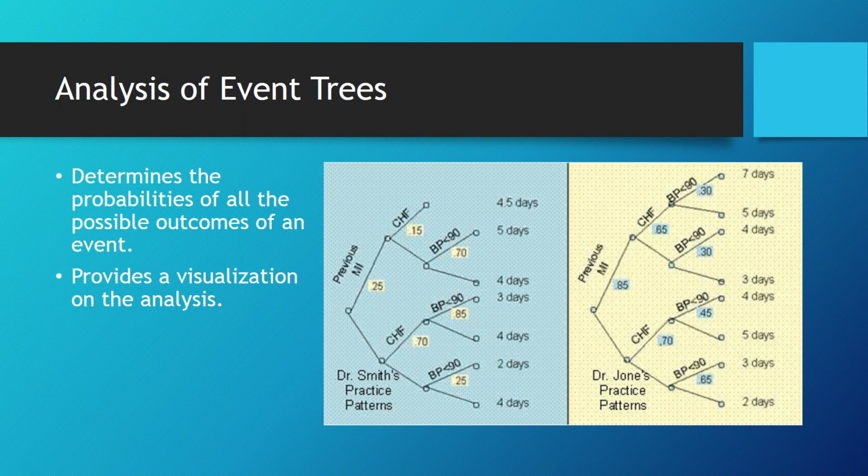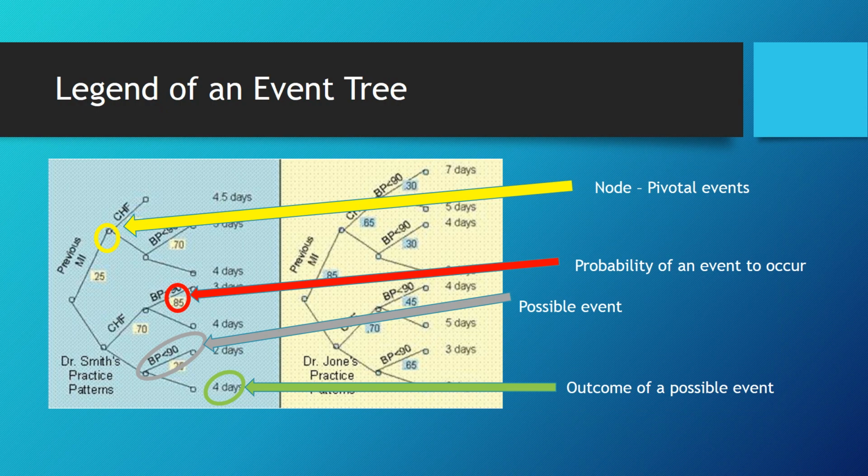Next is our analysis of event trees. So we would need to determine the probabilities of all the possible outcomes of an event. This also provides a visualization of the analysis that we're going to cover. So first thing we need to know is the different terminology and just understanding the tree itself. First, you can see in yellow is called the node, and those are pivotal events. In red, it's the probability of an event to occur. So in this case, it was 0.85, so an 85% chance that this event would occur.